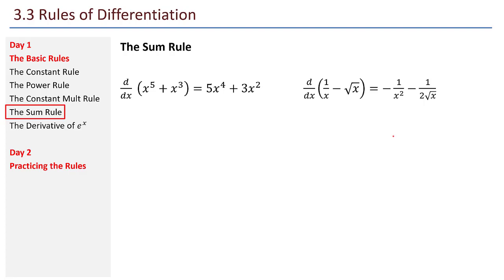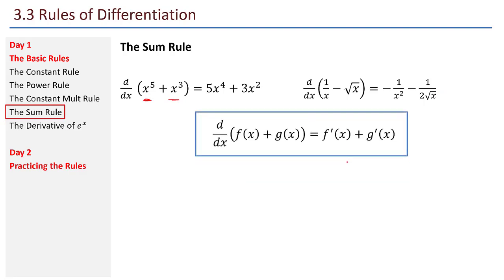The sum rule. It turns out that if I have a sum of two functions, x to the fifth plus x cubed, and I want to take the derivative of the sum, the answer is the sum of the two derivatives. If I have 1 over x minus the square root of x, and I want to take the derivative, it just becomes the derivative of the first minus the derivative of the second.